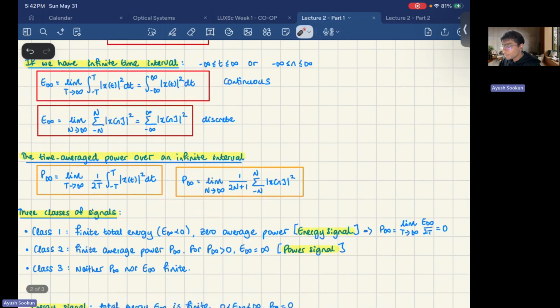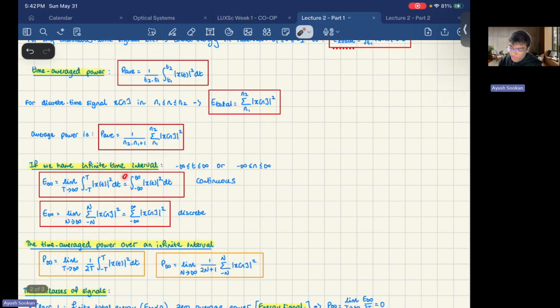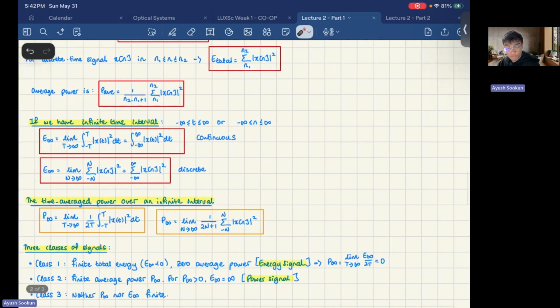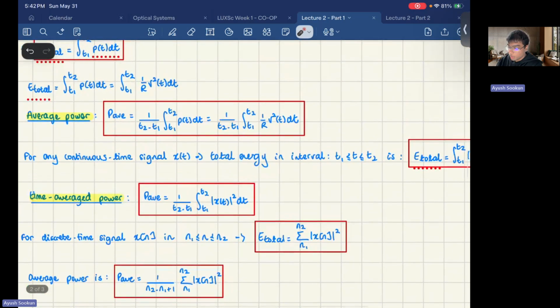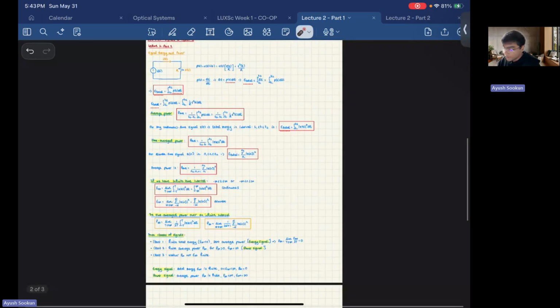Same thing for power too, but power is a little bit tricky because here there's no factor in front of that integral. In power equations, you have a factor in front, so you have to take the limit as that factor in front goes to zero. Sorry, goes to infinity. Okay. So we have 1 over 2T. Why we have 1 over 2T here is because here we have 1 over T2 minus T1. In our case, T2 is equal to T, T1 is equal to minus T. If we do T2 minus T1, we have T minus minus T, which is equal to T plus T, which is equal to 2T. Okay. So that's why we have 2T here.